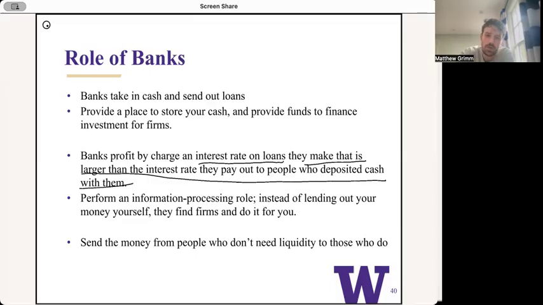So they perform an information processing role instead of lending out your money itself. They find firms and do it for you. So they send the money from people who don't need liquidity to those who do. Okay. Banks are good. Use banks, please.